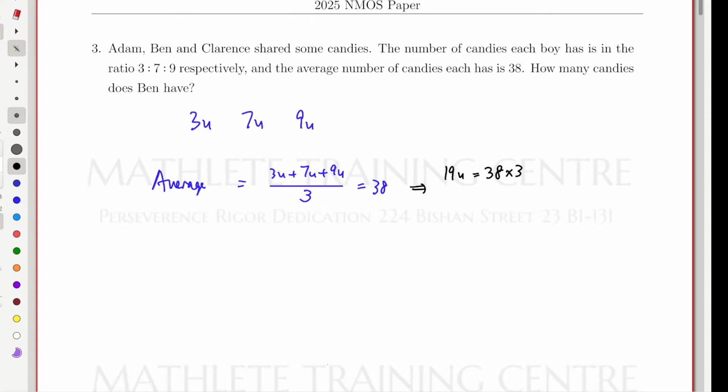Now we can divide by 19. So 1 unit is equal to 38 divided by 19, that's 2, times 3, that's equal to 6. So therefore, Ben, the one with 7 units, will have exactly 7 times 6 equals 42 candies. And that is the answer.